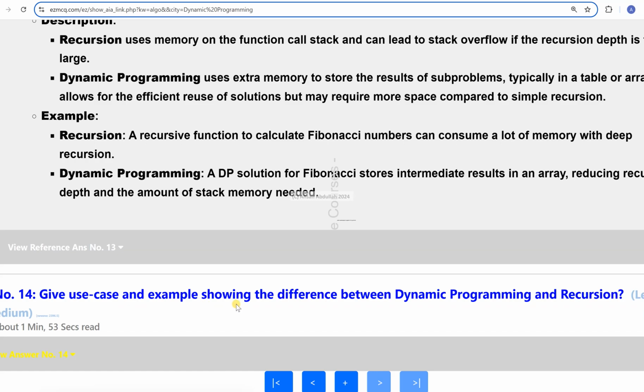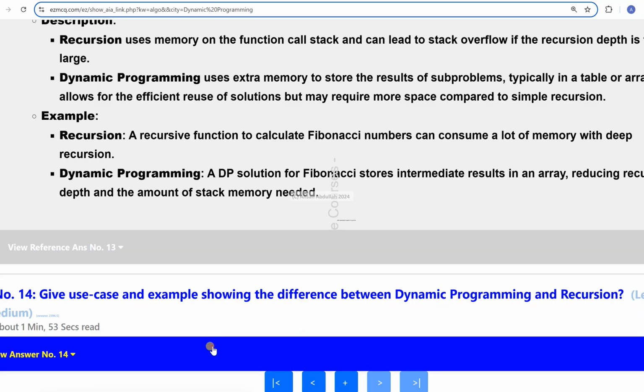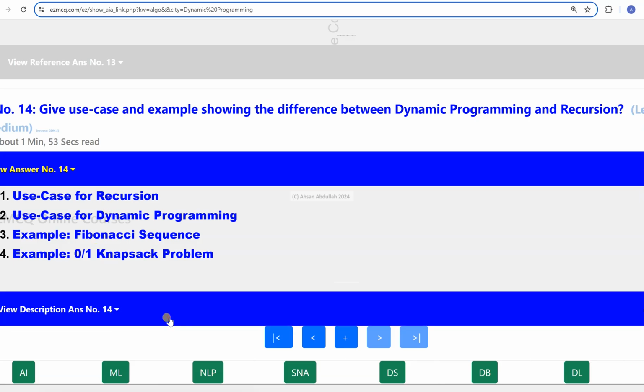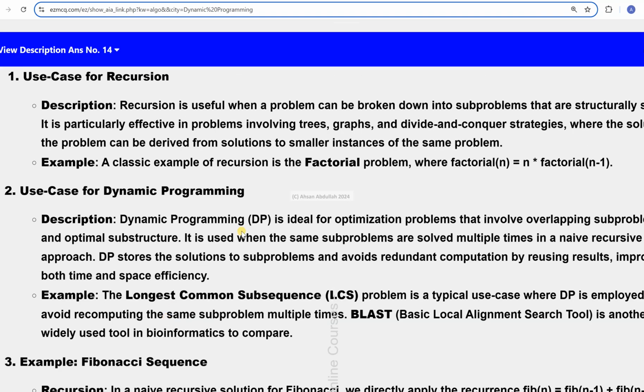Now let's give use cases and examples showing the difference between dynamic programming and recursion. Let's look at the use cases for recursion and for dynamic programming. The use case for recursion is when the problem can be broken into subproblems that are structurally similar. Dynamic programming is ideal for optimization problems that involve overlapping subproblems and optimal substructure. So the nature of the problems for which recursion works and for which dynamic programming works are kind of different.